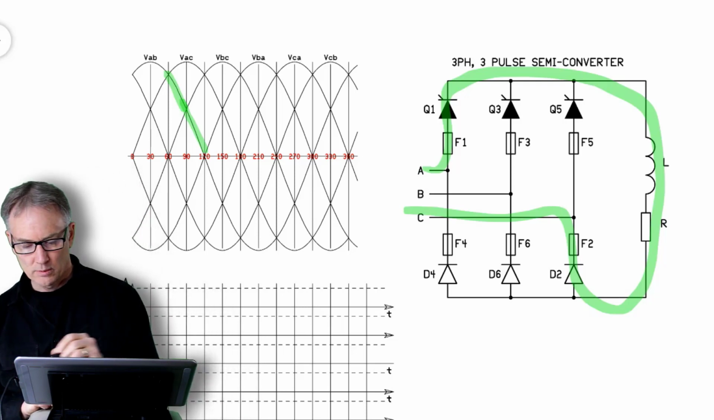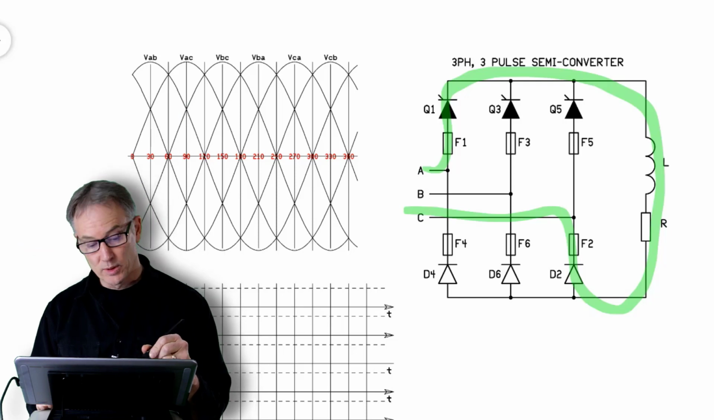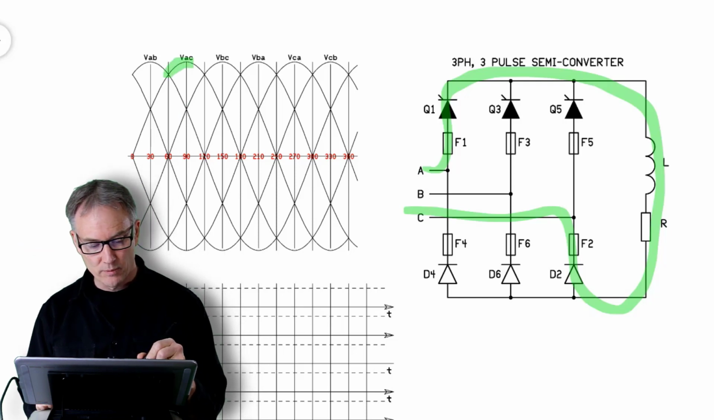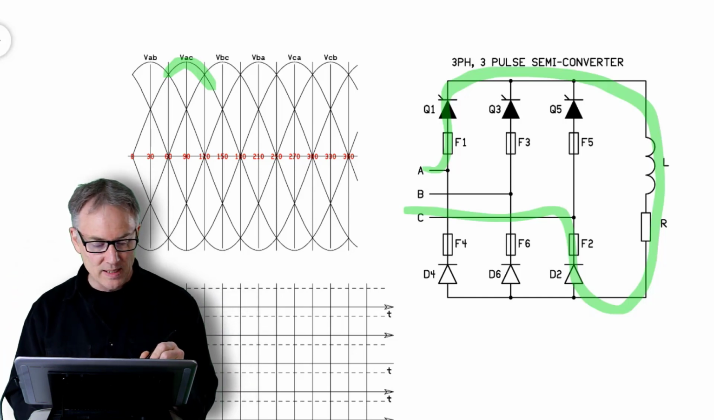Sorry, I drew that wrong. Okay, here's what it's going to look like. So I'm going to follow V, A, and C because C is already the most negative. So VAC is the voltage I'm following, and I haven't fired B yet, so I'm just going to carry on with that for the full 120 degrees.